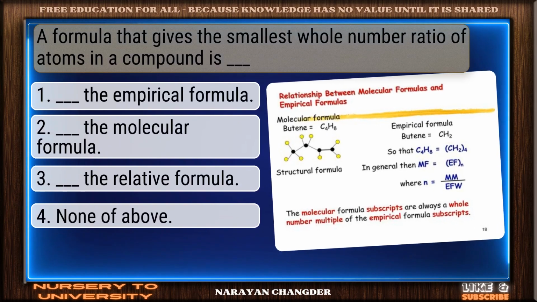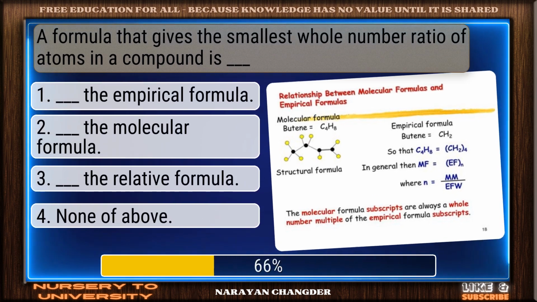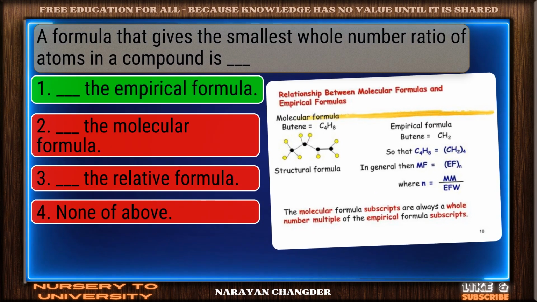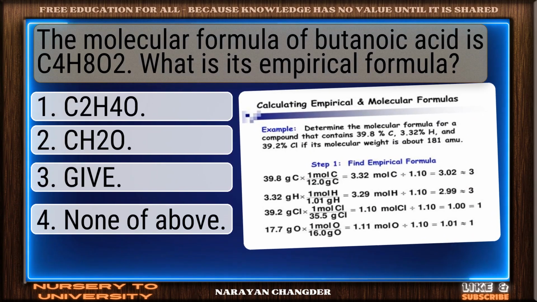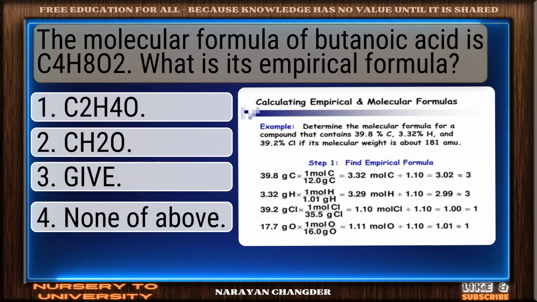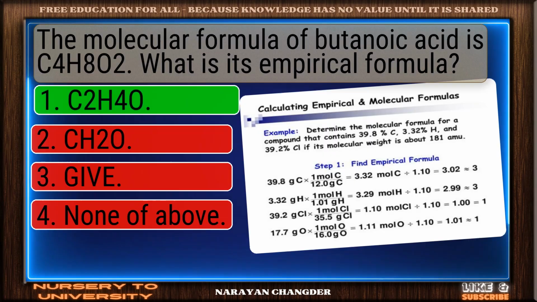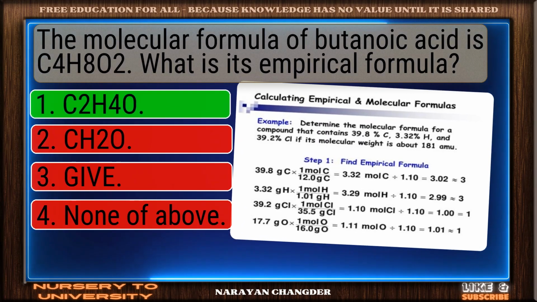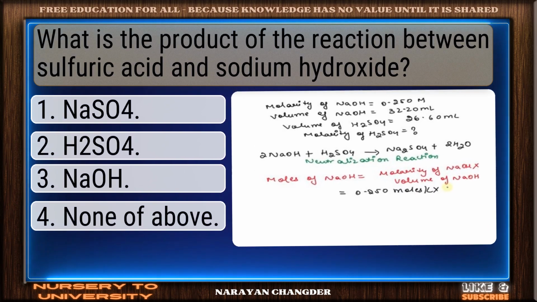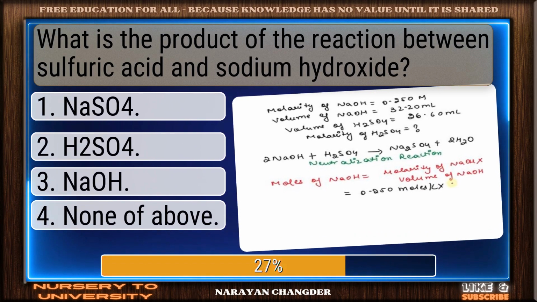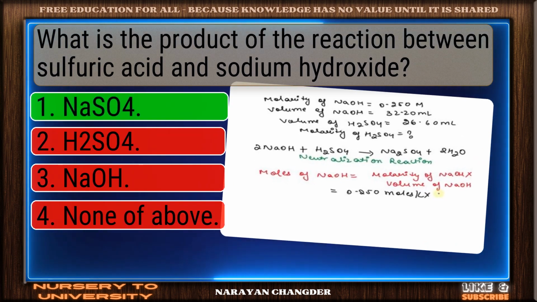A formula that gives the smallest whole number ratio of atoms in a compound is dash. Sharp thinking. Dash, the empirical formula, is the right choice. The molecular formula of butanoic acid is C4H8O2. What is its empirical formula? Good thinking. C2H4O is the right answer. What is the product of the reaction between sulfuric acid and sodium hydroxide? Excellent. Na2SO4 is a brilliant choice.